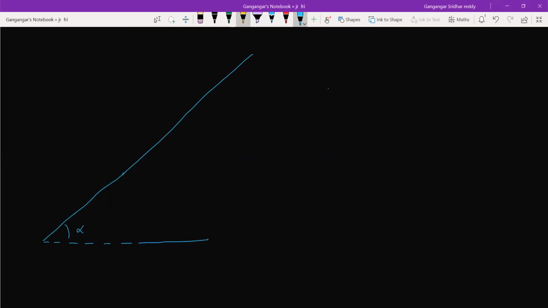Let this be alpha. Here, let me project. I'm going to project the ball, not so it is somewhere like this. Let this be theta. So this will be the alpha.